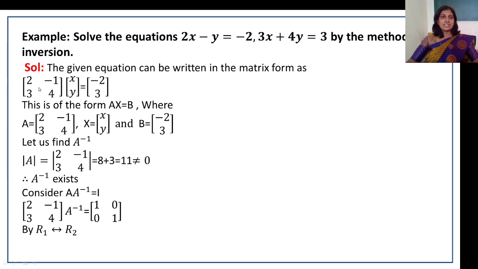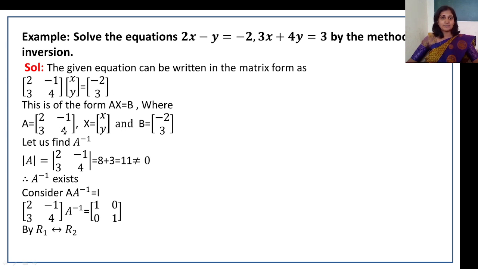The first matrix is the coefficient matrix, that is 2, minus 1. Write here as the first row. 3, 4. Write here as the second row. Unknowns, that is x and y, and minus 2 and 3. Write here as B. So this is A, this is X, and this is B.